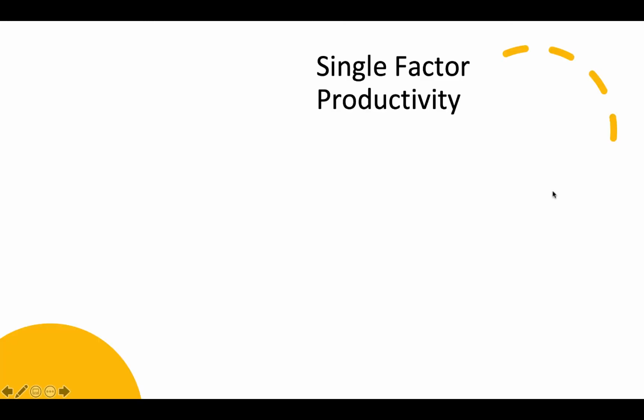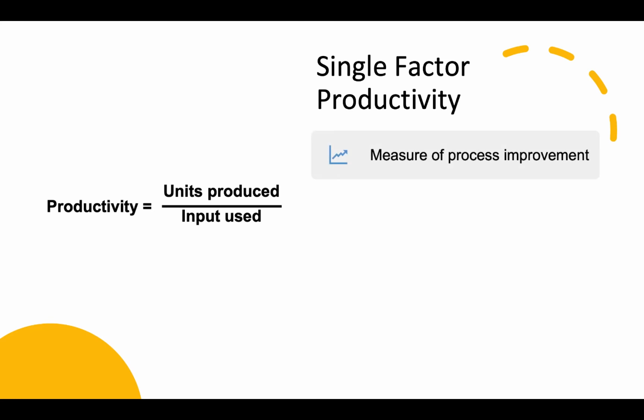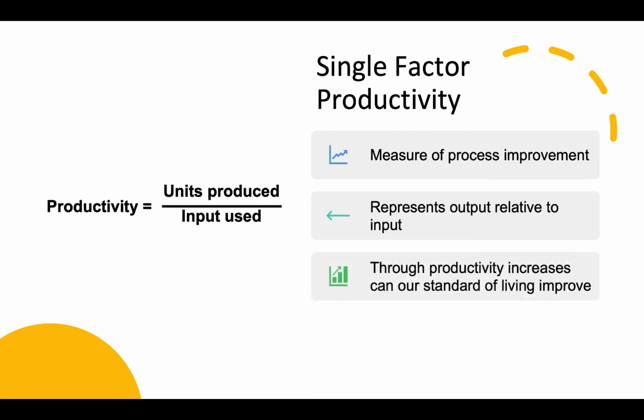The formula of productivity is simply output divided by the input, or units produced divided by input used. Even though the formula involves input and output, productivity is measuring process improvement that represents the relative value of output toward input. Through productivity, we enjoy valuable products or services that we need for living healthy and prosperous. In other words, productivity increases our standard of living.